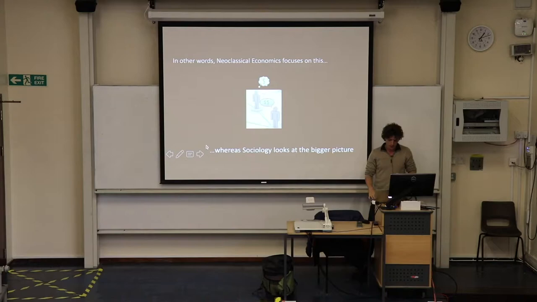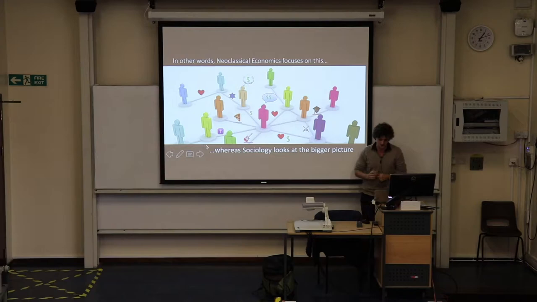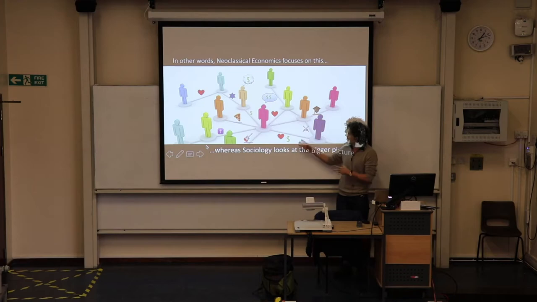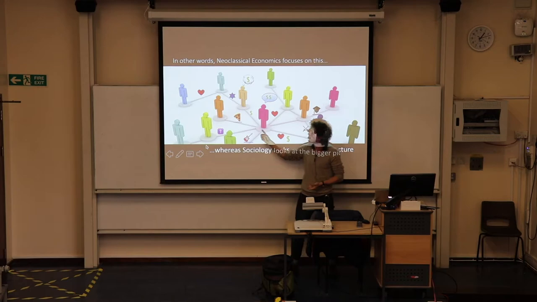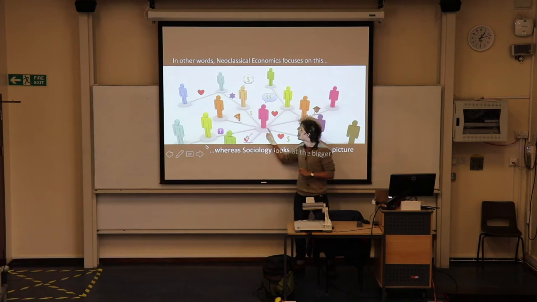Sociology looks at the bigger picture. It looks at this, right? People have different colors, different social roles, different identities, right? They have relationships, you know, the signs here represent the kind of relationships they have. Their relationships are not just monetary. They're not just transactional, market-based. They may be enemies. They may be in love. They may be in the same band with each other. They may be part of the same eating club. They may go to synagogue or to a church together. All of these things will impact how these two people transact in a given situation.